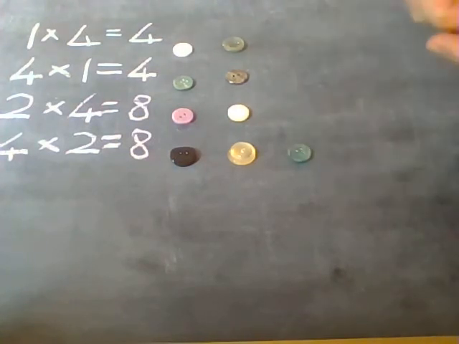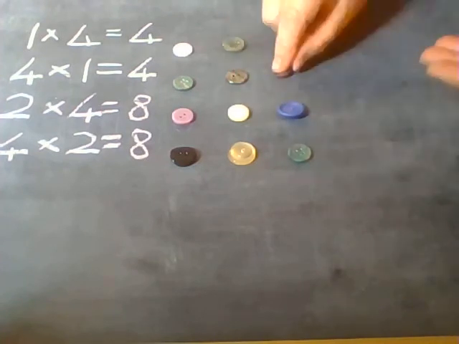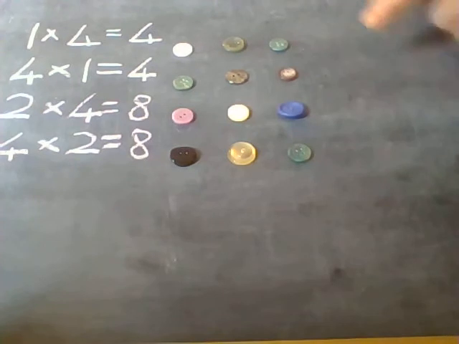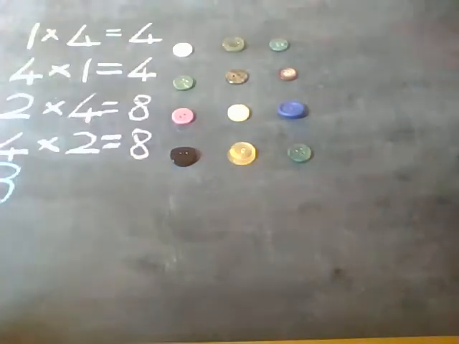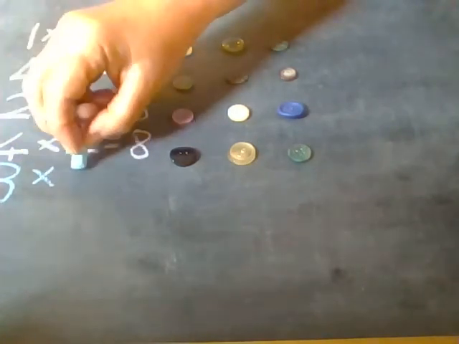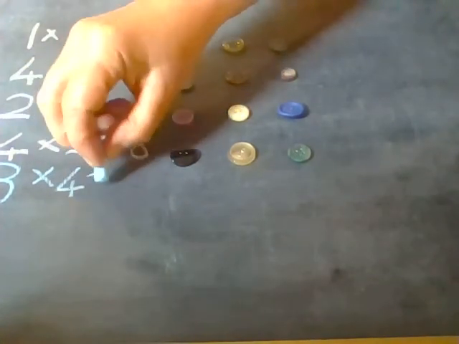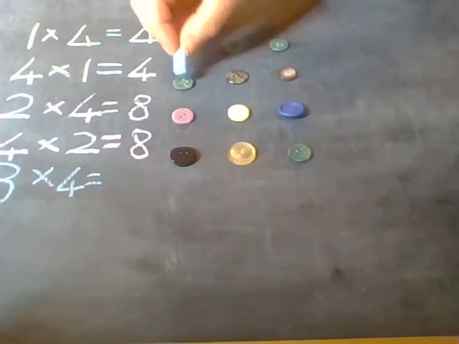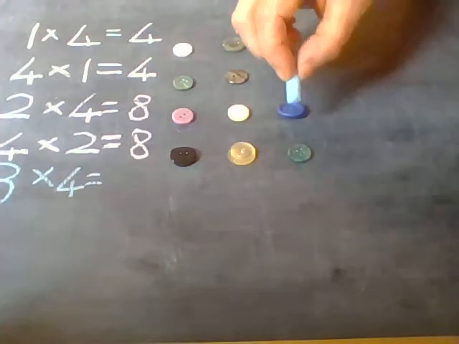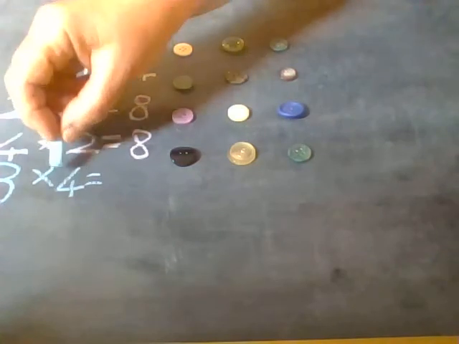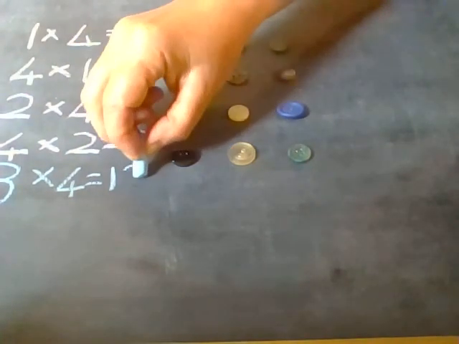Now, as it happens, I have even more buttons. 1, 2, 3, 4. Another 4. So now I have how many columns? 1, 2, 3 columns. And my 3 columns each have 1, 2, 3, 4 buttons in them. So it's 3 columns times 4 buttons, which equals, let's see how many there are. 1, 2, 3, 4, 5, 6, 7, 8, 9, 10, 11, 12. So 3 columns times 4 buttons equals 12 buttons altogether.